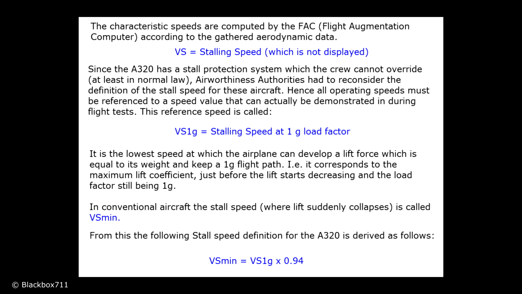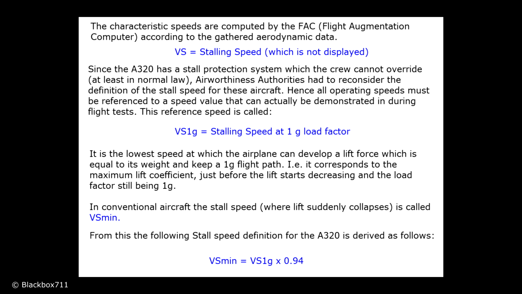Now, to some basic theory, the characteristic speeds in the A320 are computed by the flight augmentation computer according to the gathered aerodynamic data. Now, the lowest speed you can have obviously is the so-called stalling speed, VS. However, the VS is not displayed anywhere in the A320. Now, since most of you know that the A320 with its flight control computers has a stall protection system, the A320 cannot be stalled in the normal law.